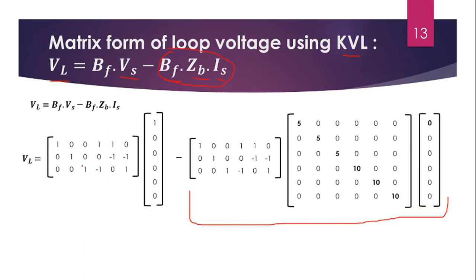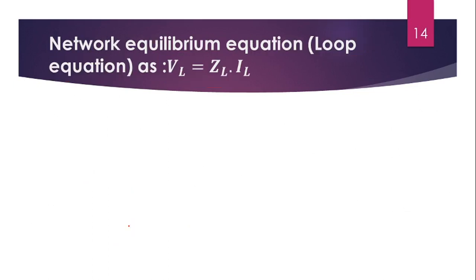So we just have to find the loop voltage as the B-set matrix into the source voltage matrix. We take the first row into this column, second row into this column, third row into this column. That's why the size is 3 by 1, and the elements are 1 in the first row, and all the remaining are 0. So it is 1, 0, 0. This is the loop voltage matrix we found, having size 3 by 1.